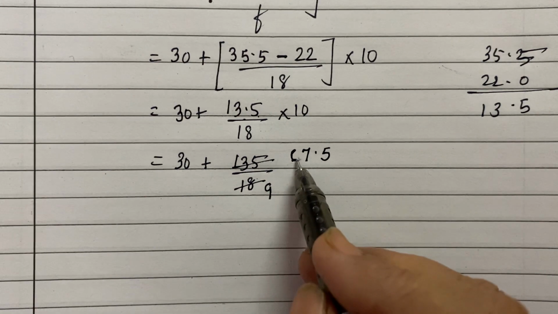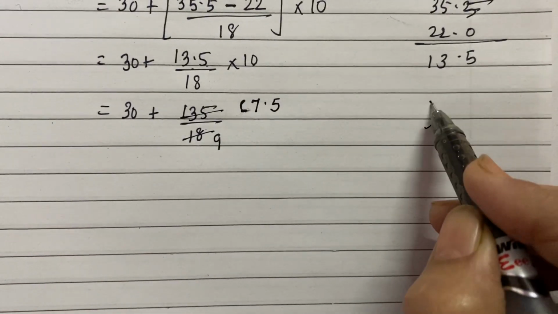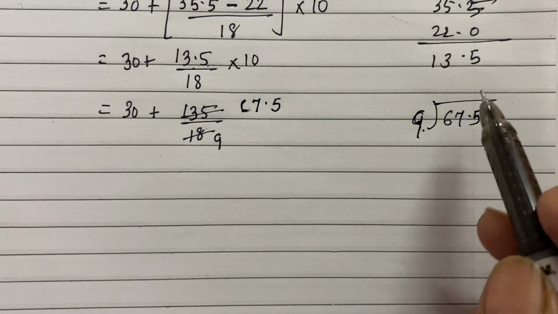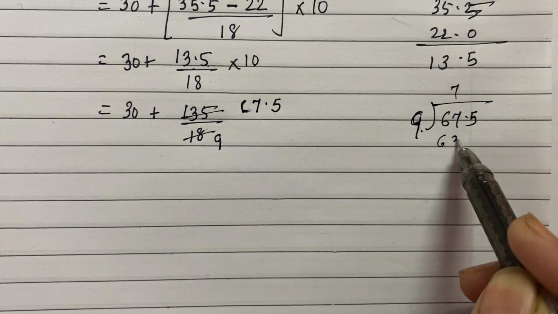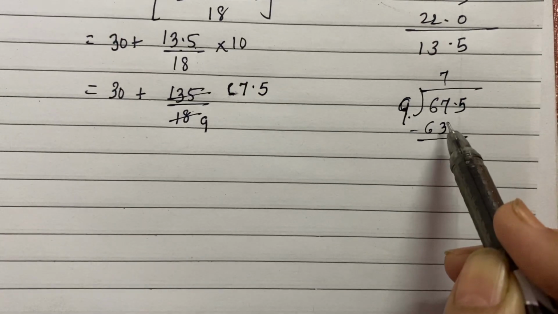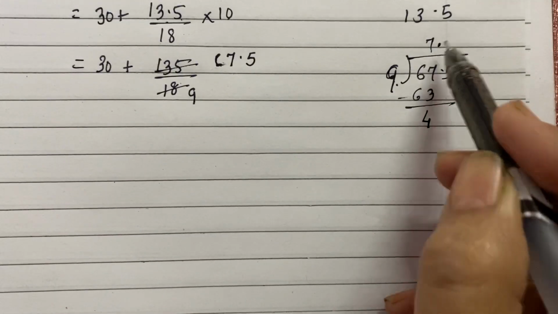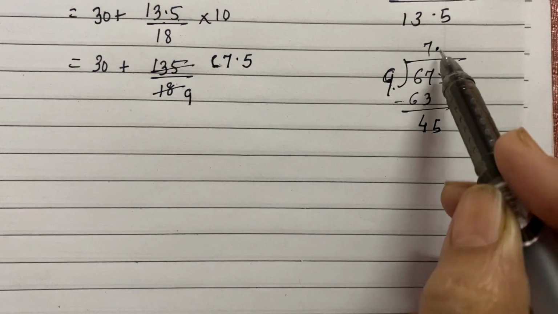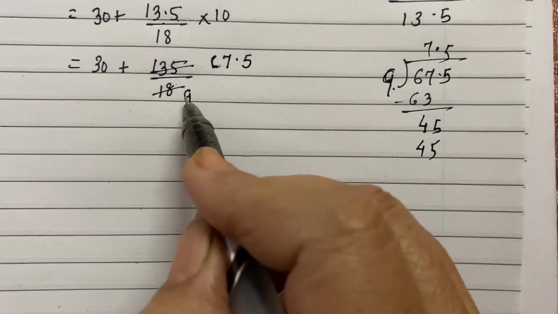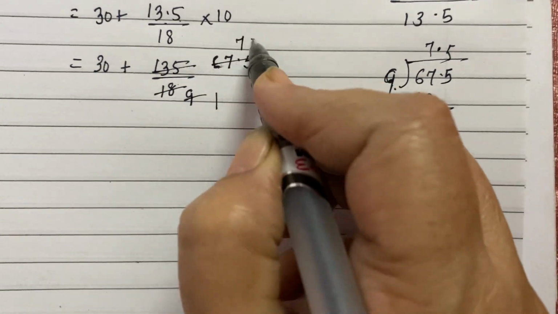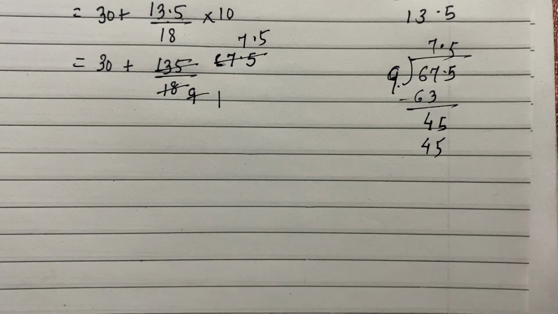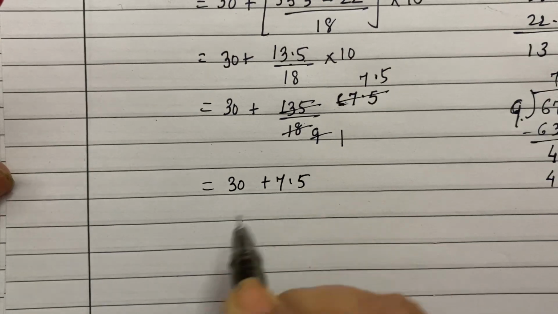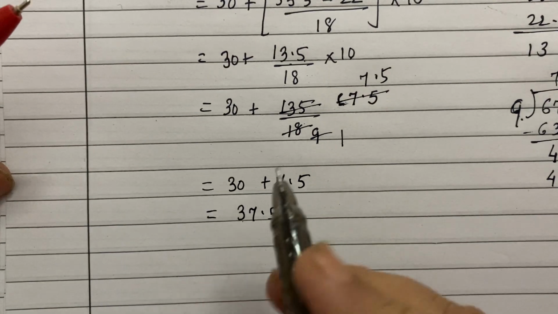Further, if we divide this 67.5 by 9, have a look here. 67.5 divided by 9. 9 sevens are 63. So you will get here 7, minus 3 is 4. Decimal point, because this remainder is smaller than the divisor. Then you will bring down 5. 9 5s are 45. So you will get 7.5. So here you will get median is equal to 30 plus 7.5, that makes 37.5.